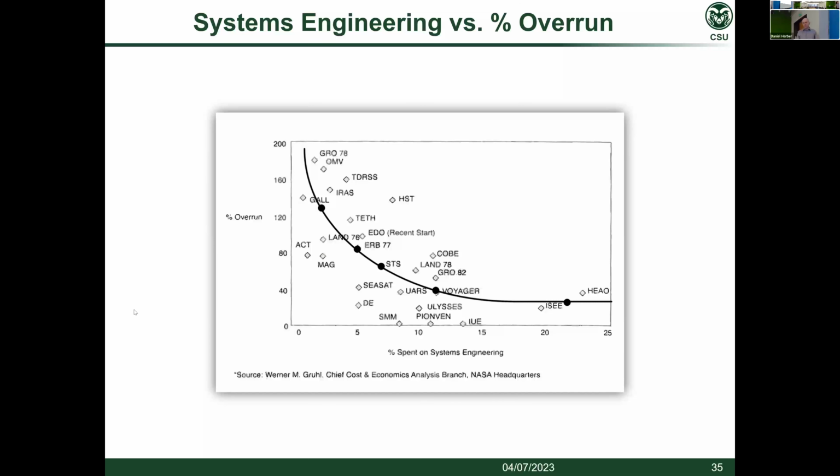Again, the trend is that doing more upfront engineering, or more systems-focused thinking, yields fewer problems down the line, which are usually why there are cost overruns, essentially.